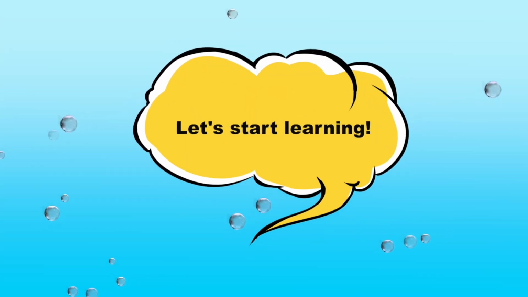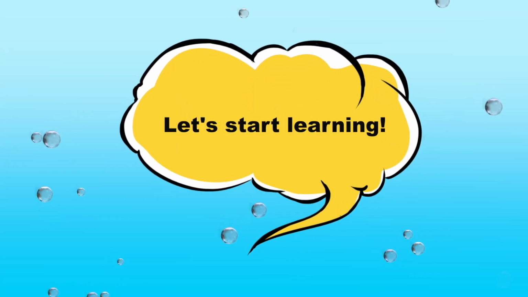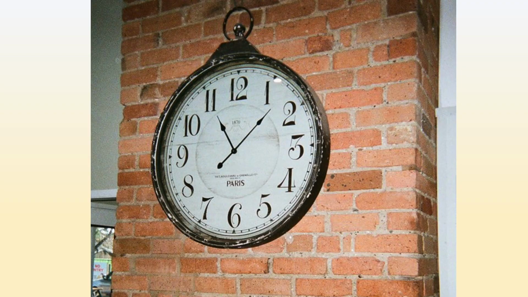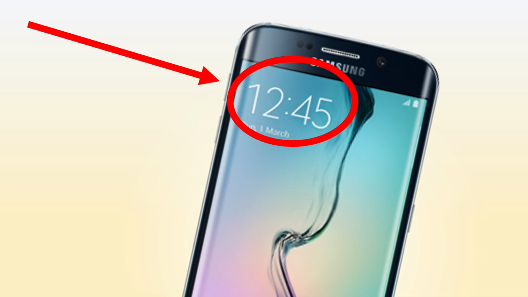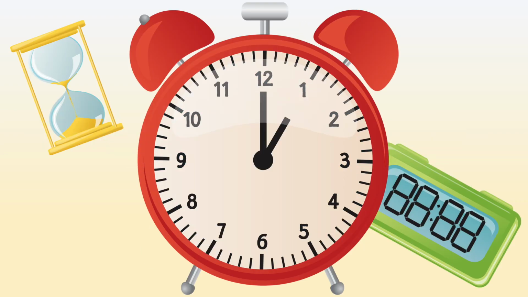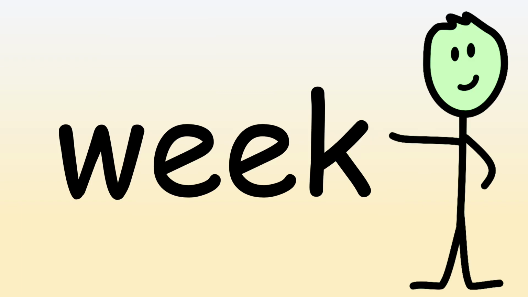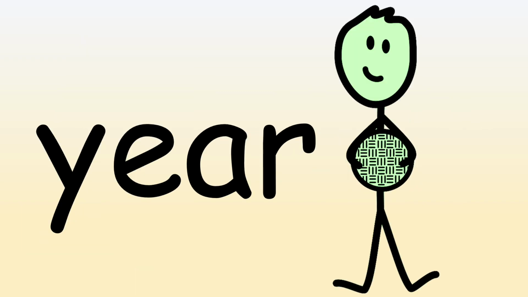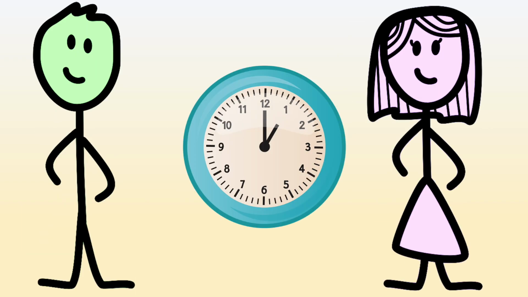Let's start learning. Every day we can look at our cell phones or look on the wall and see a clock for the time. So what are we talking about when we look at time? Time is a way to name the parts of a day, week, month, and year. Time helps us to talk to others about when we want to do something or when something is done.